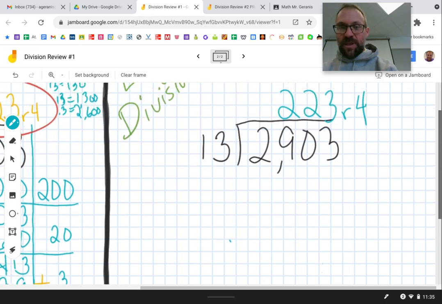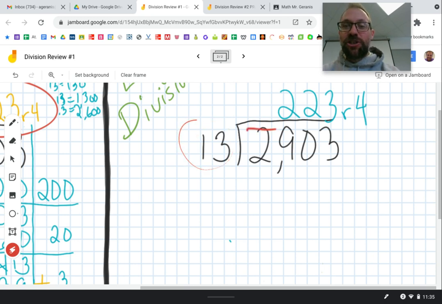Let's do this. Long division, we take digits one at a time. How many 13s are there in 2? I can't make any groups of 13 from 2, so we could add a 0 there if we wanted to. Might be a good idea. And then we bring in the 9, and we ask how many 13s in 29. Now, because we know the answer, we know there are 2 groups of 13 in 29.